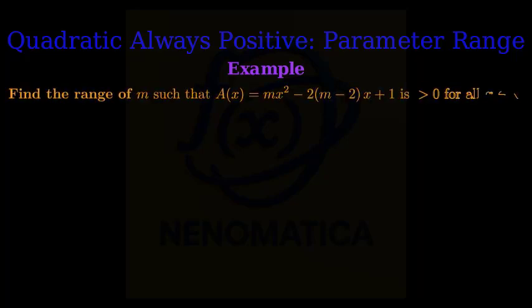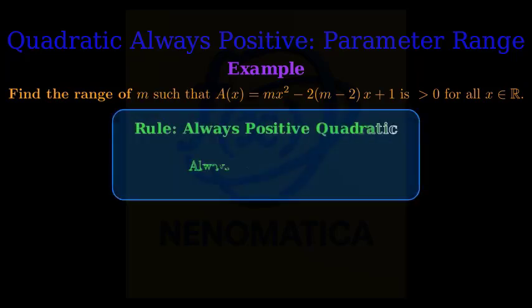We want A equals m x squared minus 2(m minus 2)x plus 1 to be strictly positive for all real x. We will encode that as A of x greater than 0 for all x. To guarantee a quadratic is always positive, we use two conditions. First, the leading coefficient must be positive, and second, the discriminant must be negative.